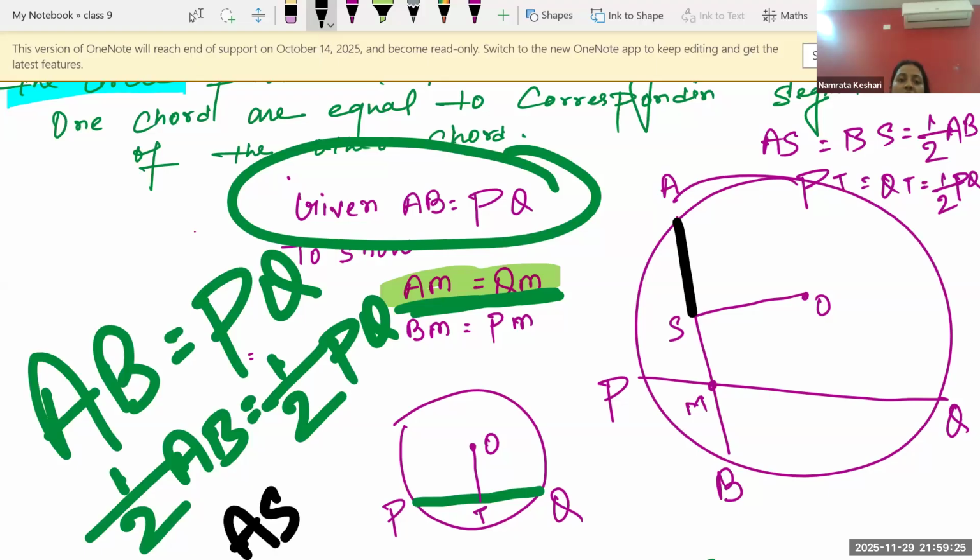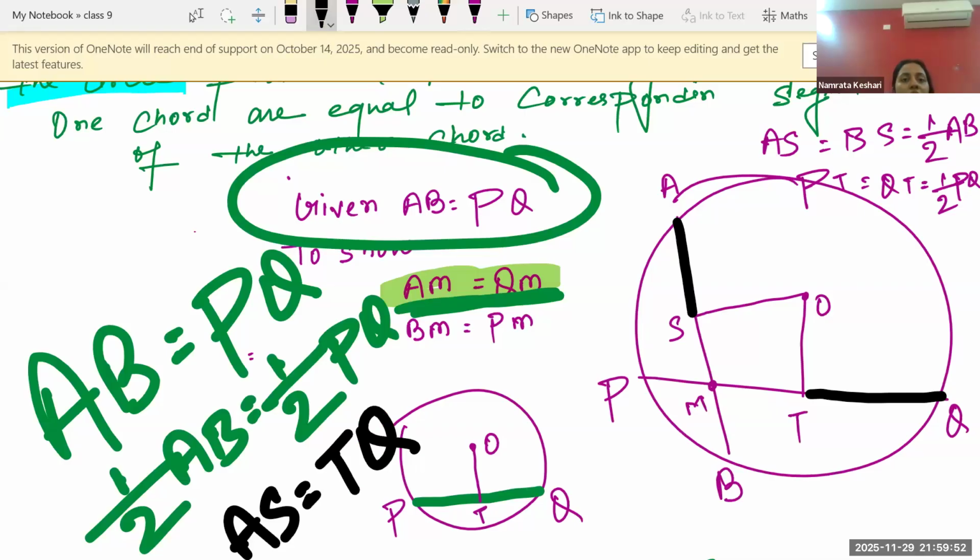And half of PQ means this QT you will be taking. Otherwise, you will keep going here and there and you won't be able to prove it. So half of AB means AS and half of PQ means this TQ. Making sense? Okay, these two are equal.